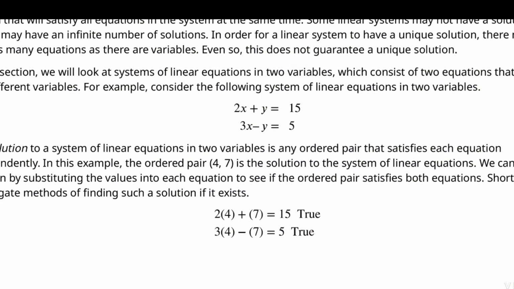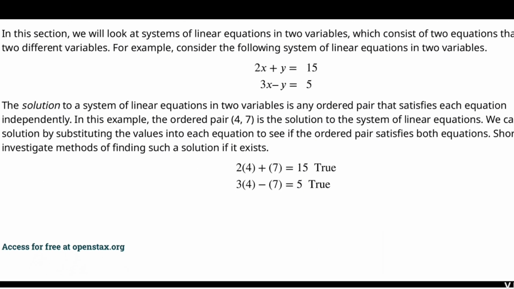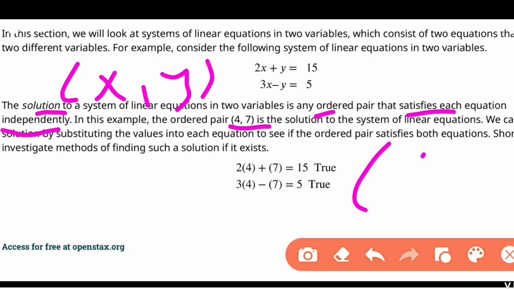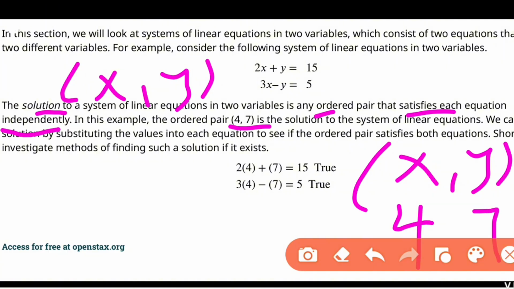So what does the solution mean? When we say the solution of a system of linear equations, it can be any ordered pair, in the form of x comma y, that satisfies these equations. In this example, we can choose the ordered pair 4, 7. For 4, 7, 4 belongs to x and 7 belongs to y.